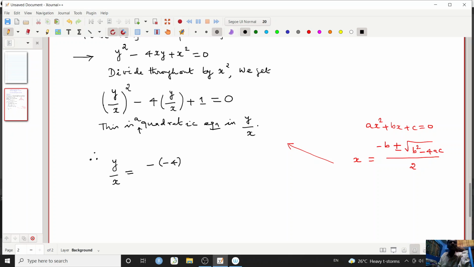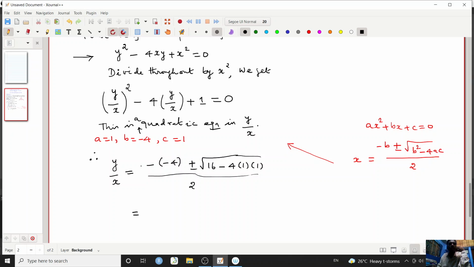So in this case, for our problem, a is 1, b is −4 and c is 1. So we proceed like this: −b ± √(b² − 4ac), where b² is 16 and 4ac is 4 into a is 1, c is also 1, and the whole thing is divided by 2a. So everything is divided by 2 times a, which is 2 times 1.